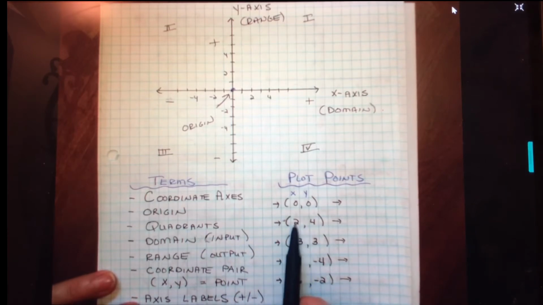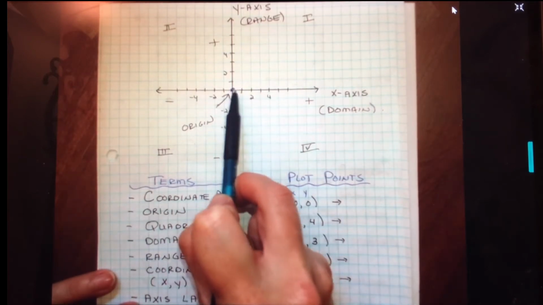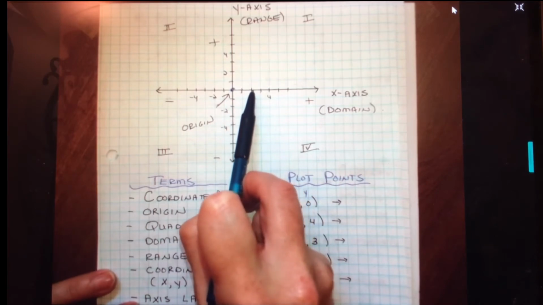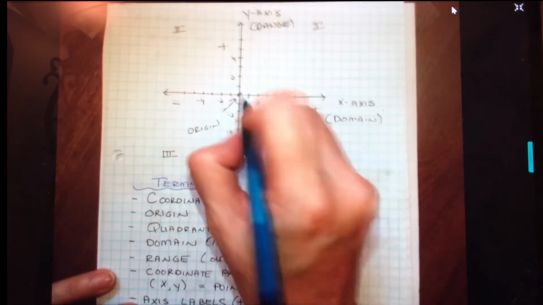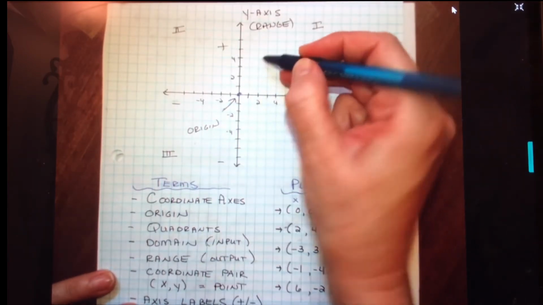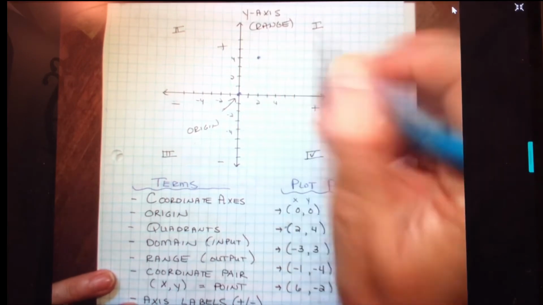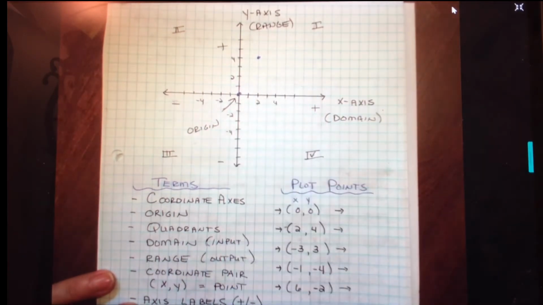So here, the X is a +2 and the Y is a +4. So the X being a +2 means I move to the right by 2. And then the Y being a +4 means I'm going to move up by 4. So if I mark that point, again, right 2 and then up 4, that lands me right here. So when both our X and Y are positive, we end up with a point in quadrant 1.